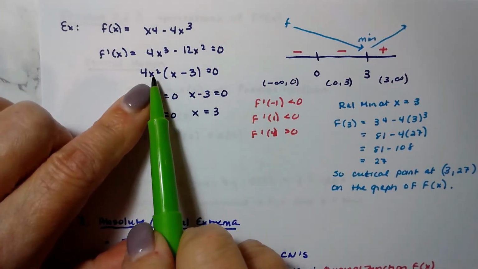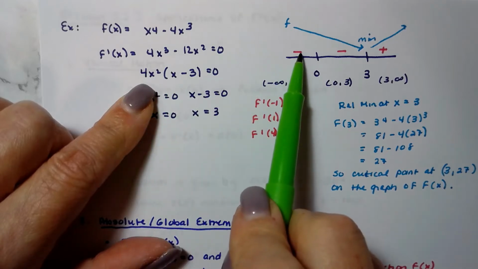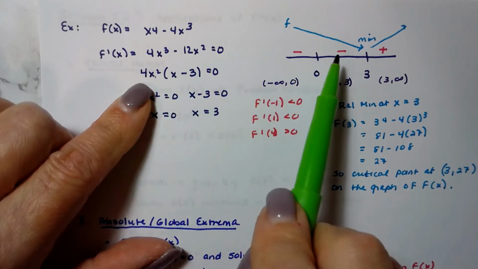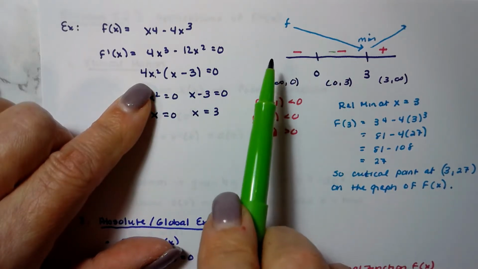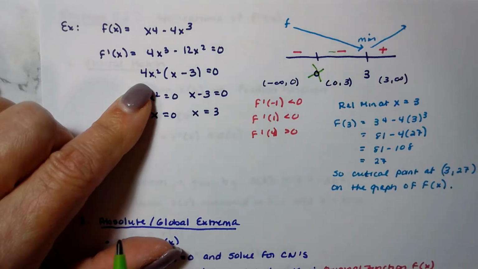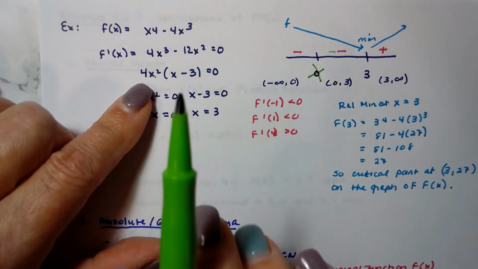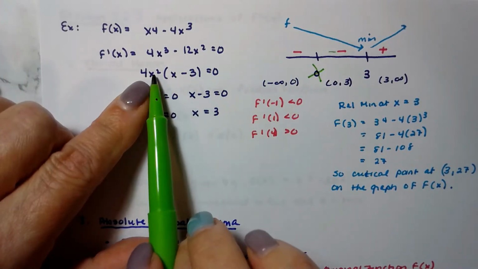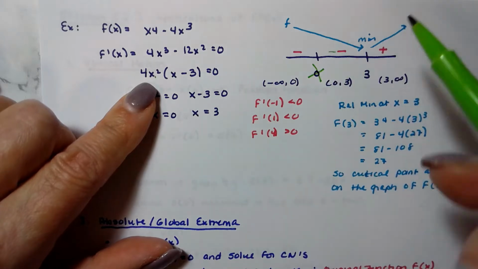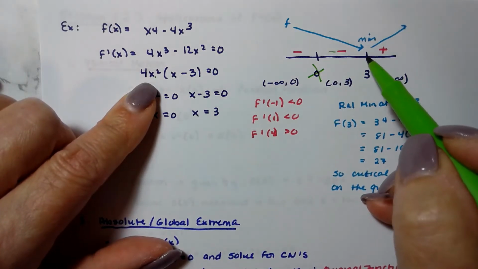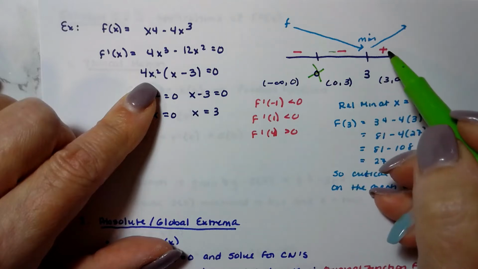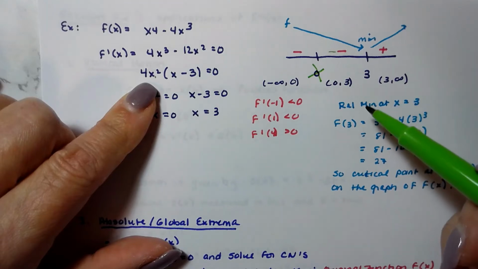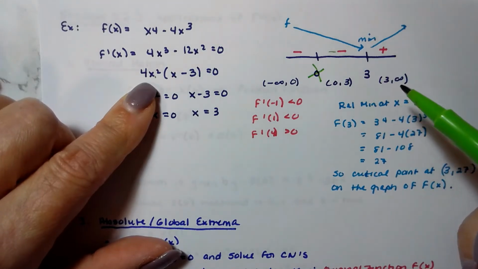When I plug negative 1 in here, I get a positive times a negative, which is a negative. When I plug a positive 1 in, I get a positive times a negative, which is a negative. So there's no sign change at 0, so I'm not going to have any critical numbers or any relative or local extrema at 0. And if I plug in a 4, I get a positive times a positive, and that's positive. So the only sign change I have is at x equals 3, where the derivative goes from negative on the left to positive on the right. That means the graph is going to go from decreasing on the left to increasing on the right, and so we would expect a relative min.